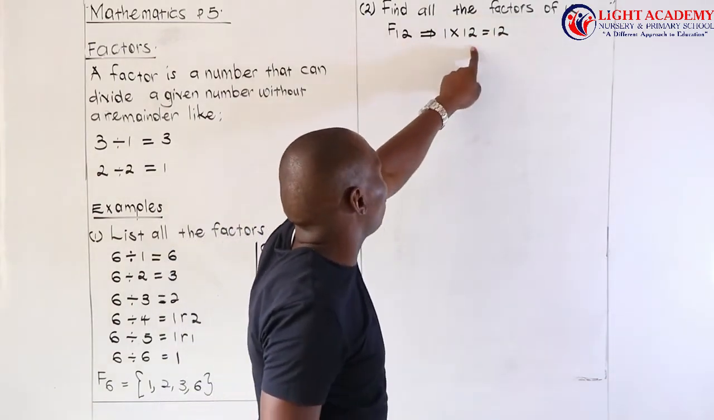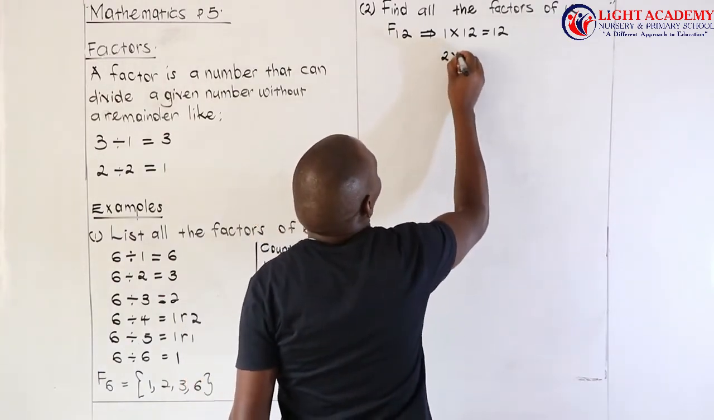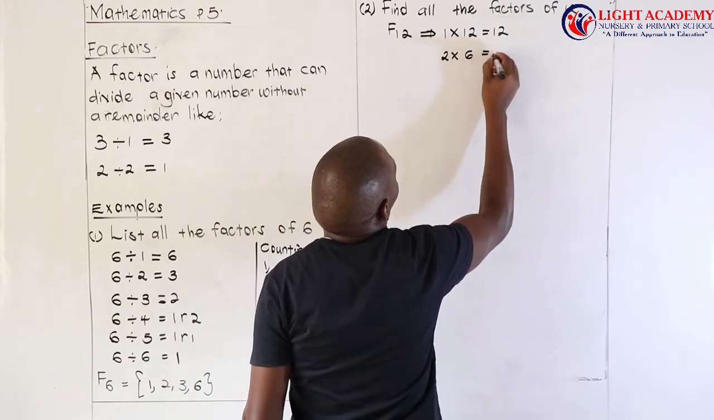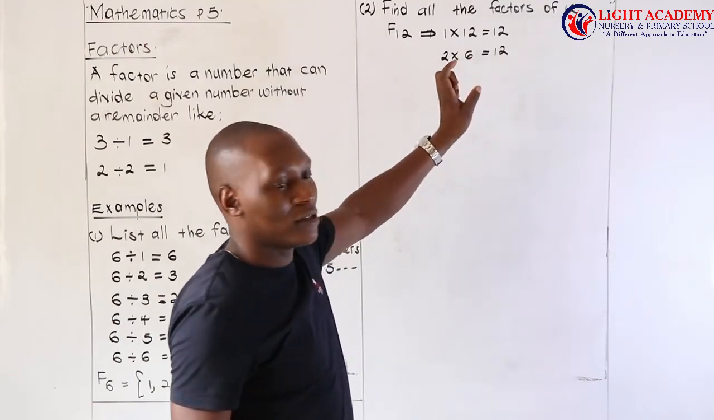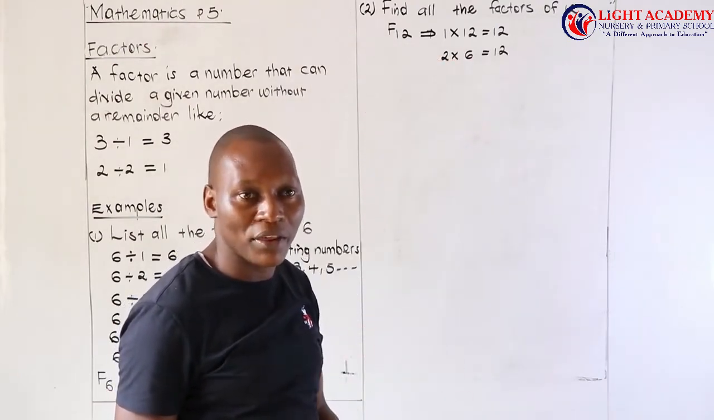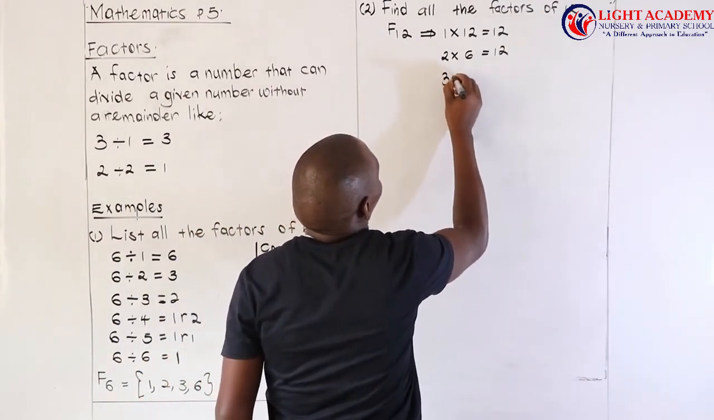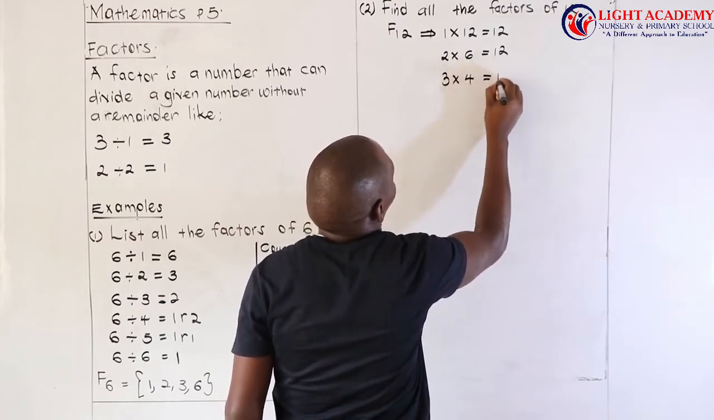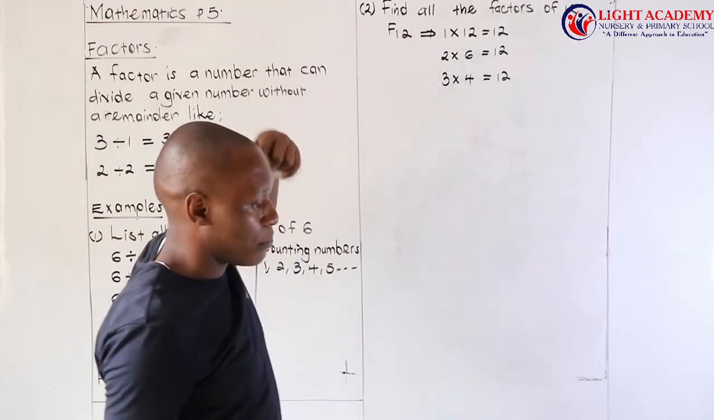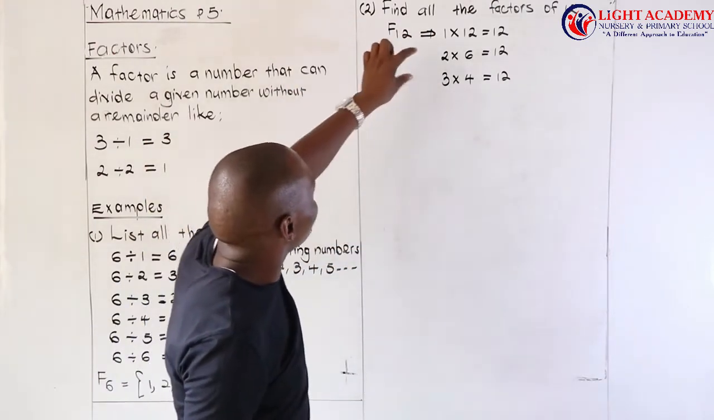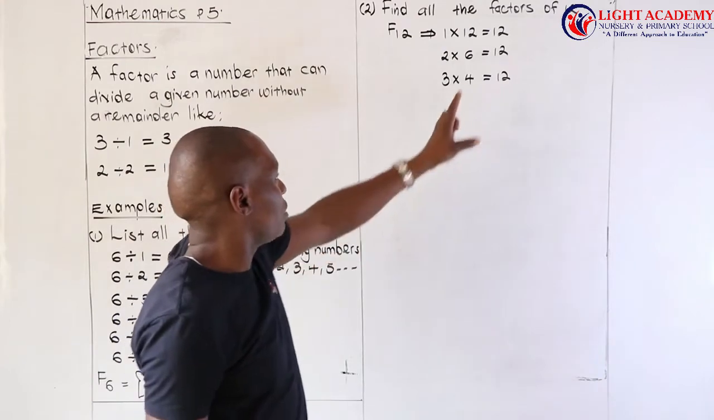Meaning 1 and 12 are factors of 12. Then the next one is 2 multiplied by 6. The answer I get is 12. We are just getting a pair of numbers such that their product, or when you multiply them, the answer you get is 12. Then the other one shall be 3 multiplied by 4. The answer gotten is 12. So, according to what we have already seen in the previous classes about multiplication, these are the only 3 pairs such that when you multiply them, the answer you get is 12.